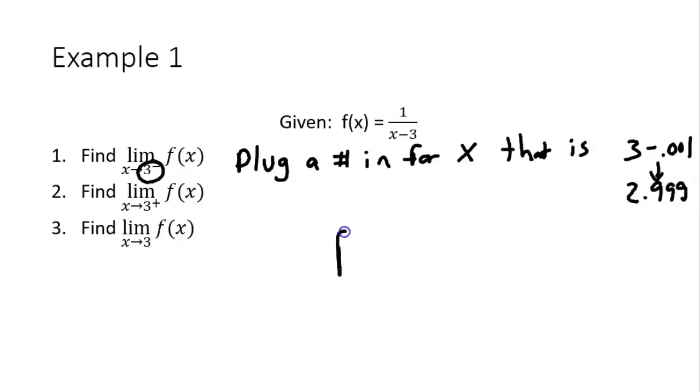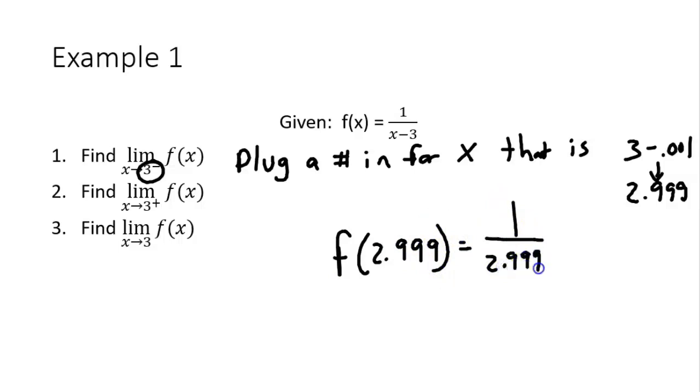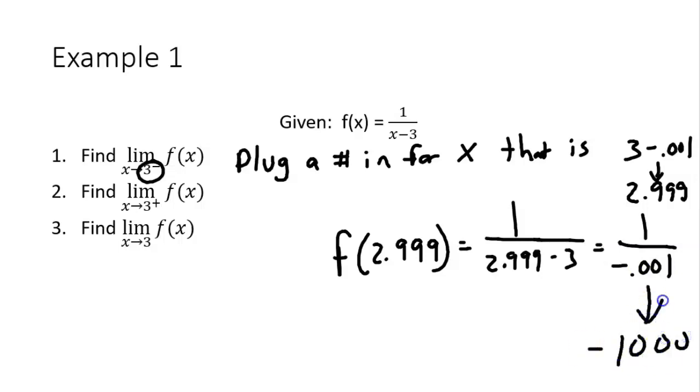So let's do that. What is f of 2.999? Well, you can do this with a calculator if you want to. A lot of these you'll probably need to do that. But by plugging in a number that is 0.001 less than 3, I end up with -1000. I would call that a really big negative number.